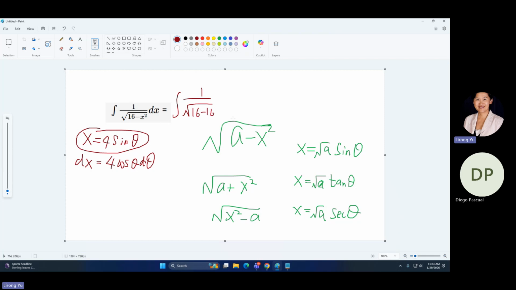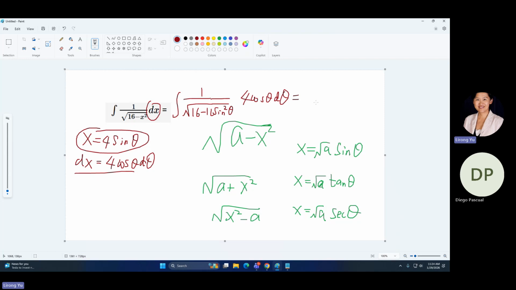I'm trying to match. If you have 16 and you have a 16 in your trig function, 16 sine squared theta, the 16 will be a common factor. You can factor it outside. Anyway, dx is the differential, and we already have a formula for dx. So that's 4 cosine theta. Are we okay so far?